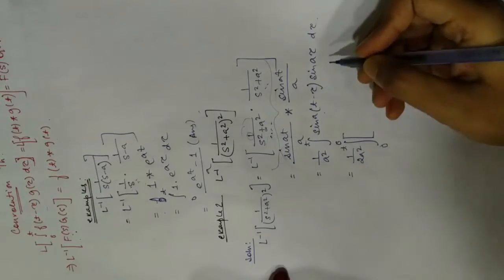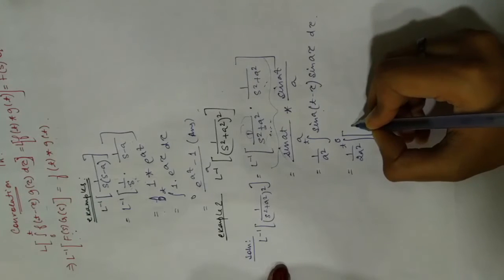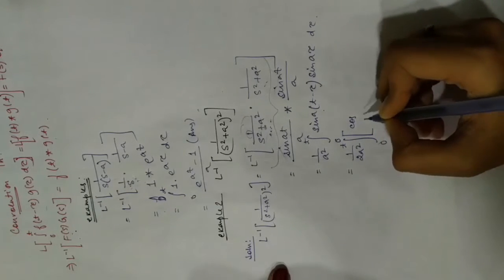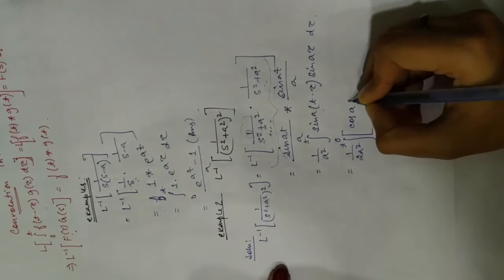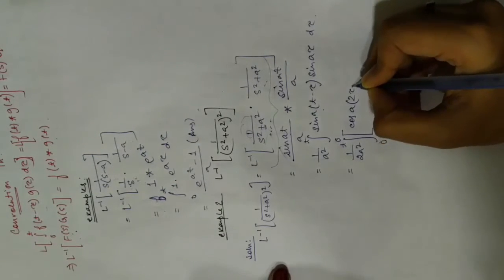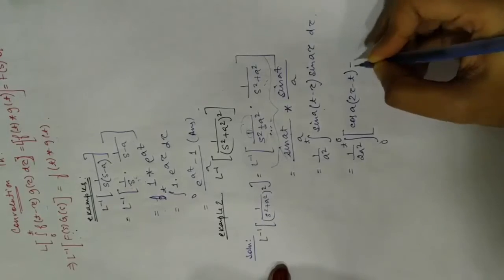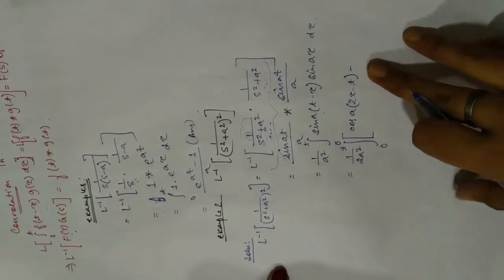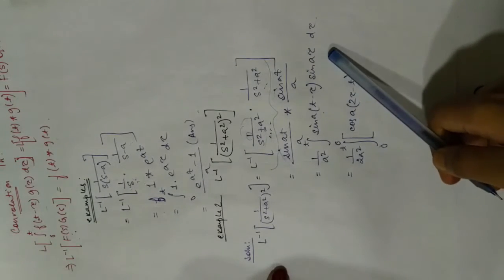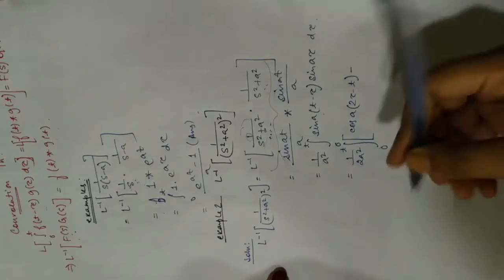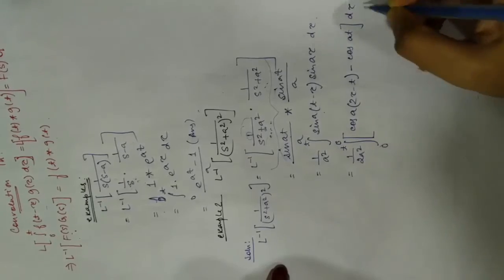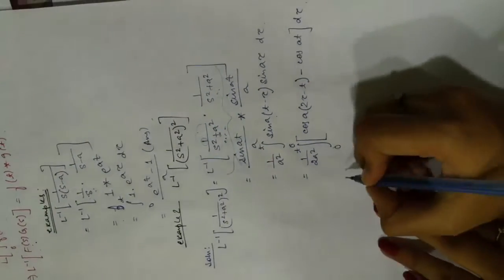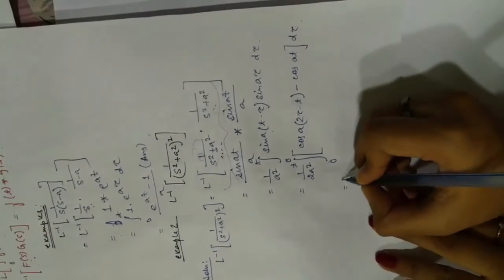2 sine a sine b gives you a cos of a minus b minus cos of a plus b, right? So cos of a plus b gives you cos at dτ, okay? So now it's a single step.